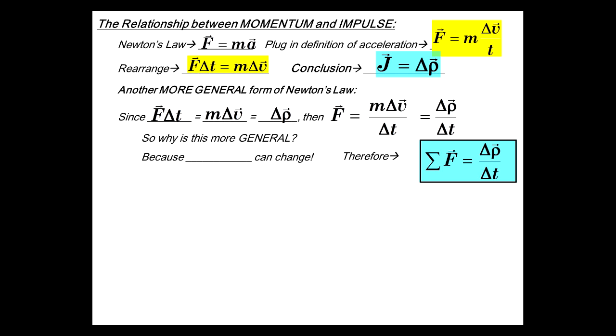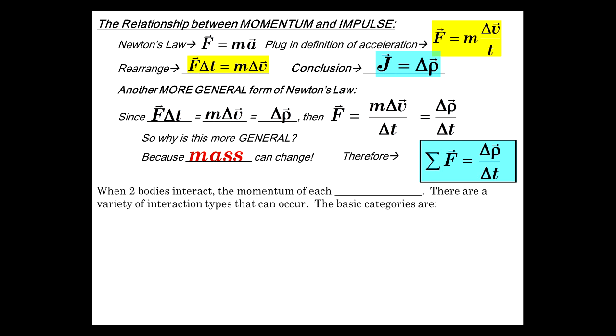Woohoo! That's pretty cool. And this is a little more general also because, as you look at delta p, the change in momentum, momentum can change from two different things changing. Typically it's velocity, but what about a rocket ship where the mass that the rocket is made of is changing as well? So yes, both mass and velocity can change in general. Now when two bodies interact, the momentum of each one individually changes. The collective amount doesn't.